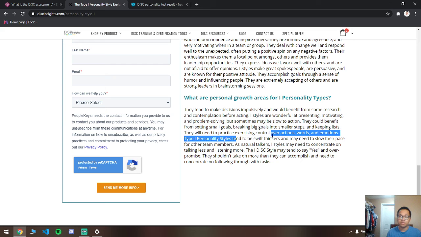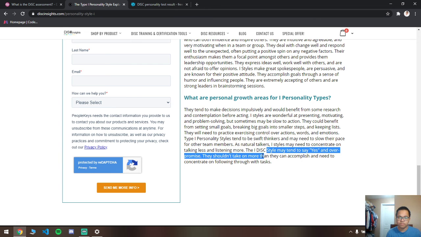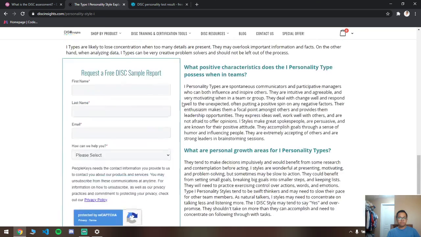They tend to be swift thinkers and may need to slow their pace for other team members. As natural talkers, they may need to concentrate on talking less and listening more. They may tend to say yes and overpromise. They shouldn't take on more than they can accomplish and need to concentrate on following through with tasks. So yeah, learning how to say no and making sure tasks are being done. Interesting.